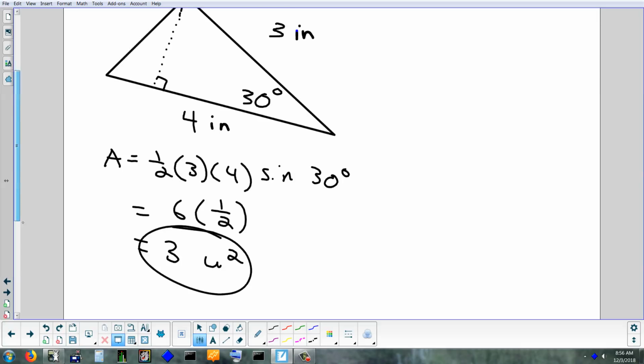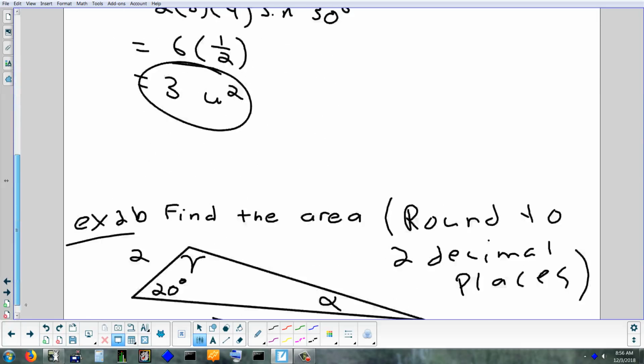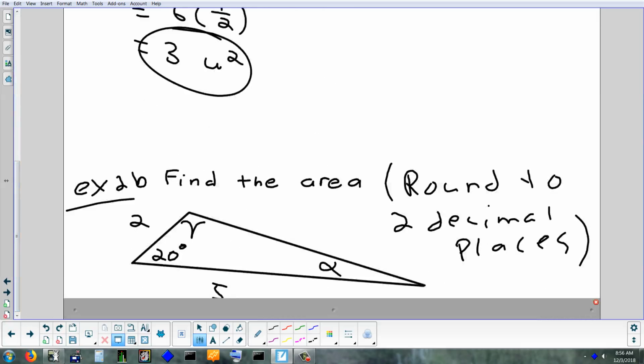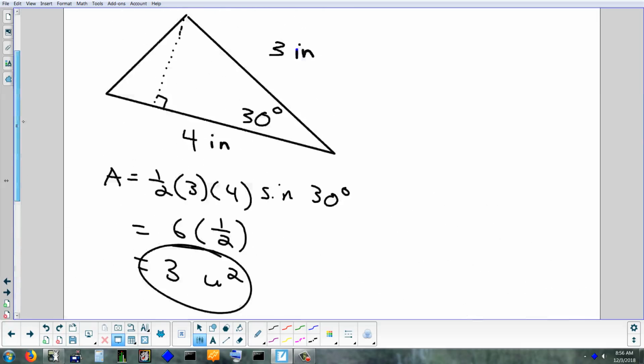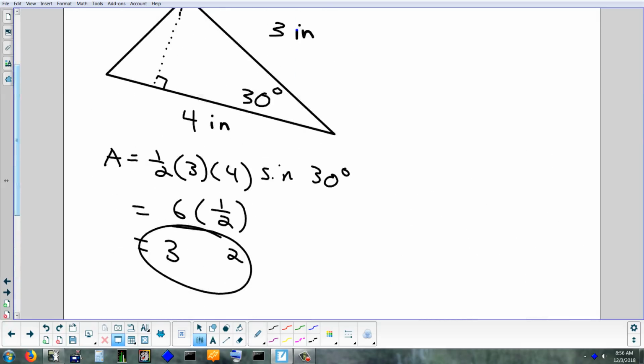All right, let's try this one. So now the angle is 20. Wait, why would it be units? Wouldn't it be inches? Oh, did it say inches? Yes, thank you, it would be inches. So if they give you a specific unit, then you put that unit. Yep, thank you.